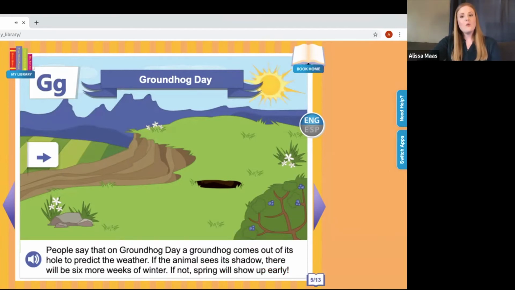So right now we are in the season of winter, but the next season coming up is spring. So when the groundhog comes out of his hole, like you can see here, if he sees his shadow, he gets scared and he jumps back in the hole. And that means 6 more weeks of winter. But if he doesn't see his shadow, that means spring is coming soon. Let's pull this arrow and see what happens.